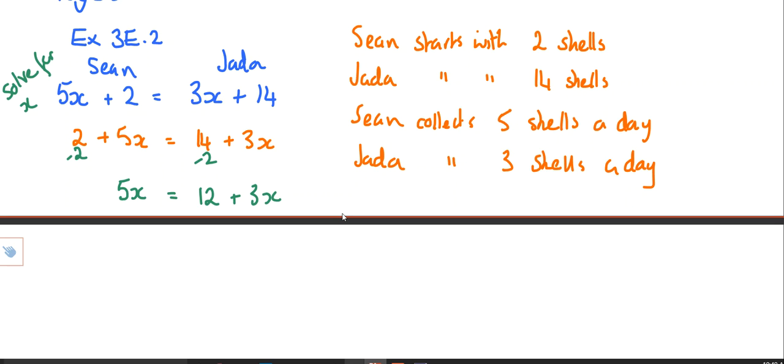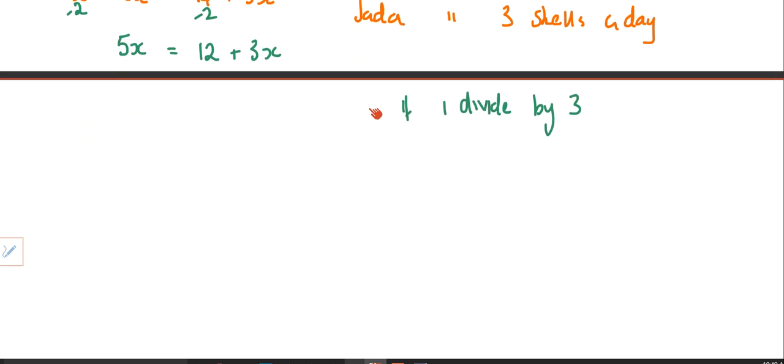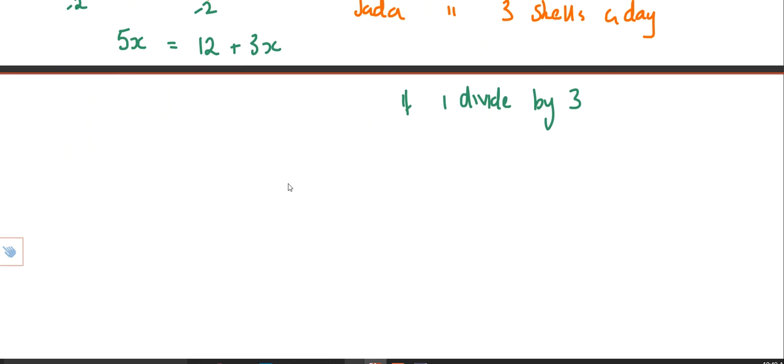So then you would divide by 3. No, you would take away the 3x. Right, let me just ask you this. If I were to divide by 3, what would I get? Now, you guys have quite rightly said I wouldn't do that, which is good. But if I did divide by 3, what would it look like?